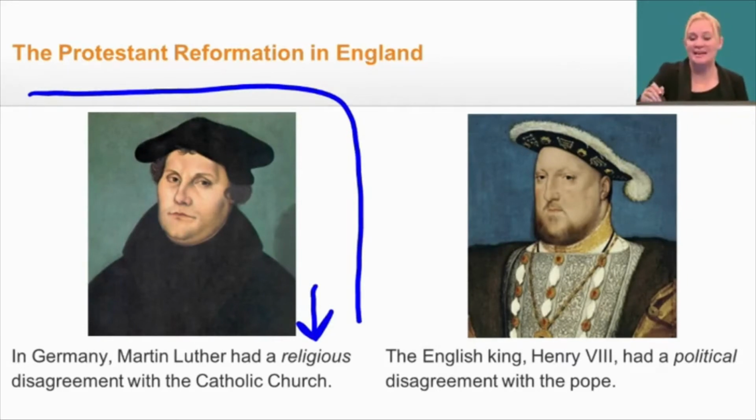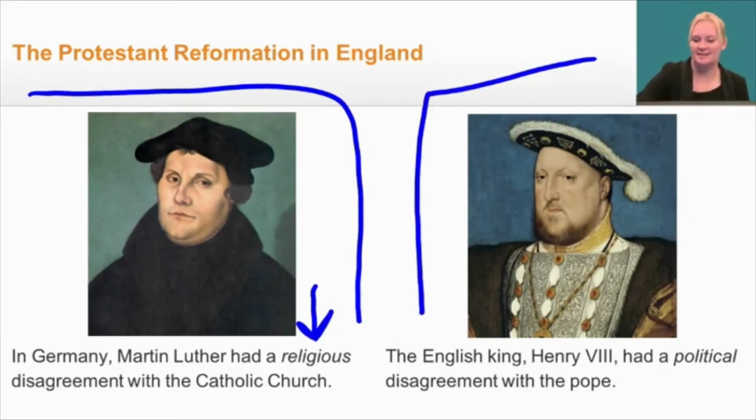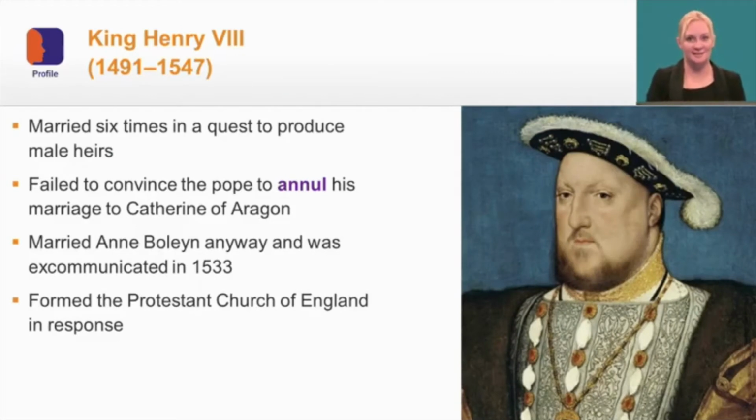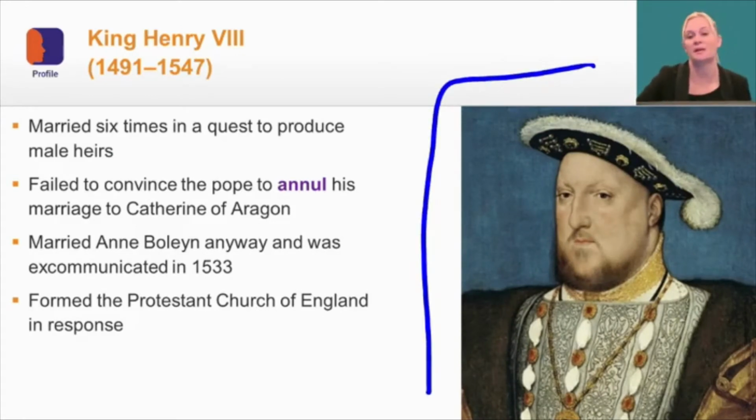Now we're going to go to England, and we're going to look at King Henry VIII, who had a political disagreement with the Pope. Now, if you look at this slide, there's a lot of information, so I want you to just sort of focus on what I'm saying for a moment. Here's King Henry VIII, and his biggest problem was that he wanted to have a son. He wanted his wife to give birth to a son so that he had a male heir. Well, he was married 6 times in a quest to produce his male heir.